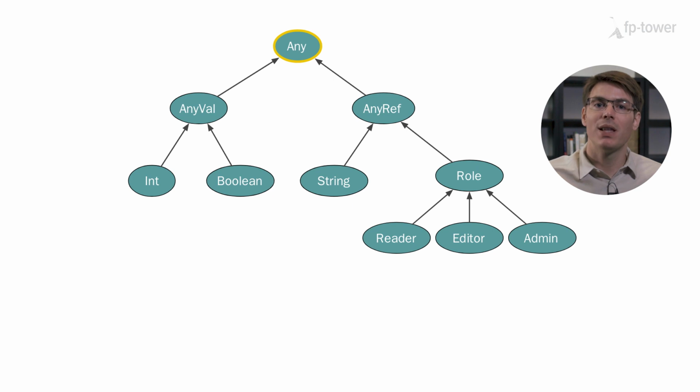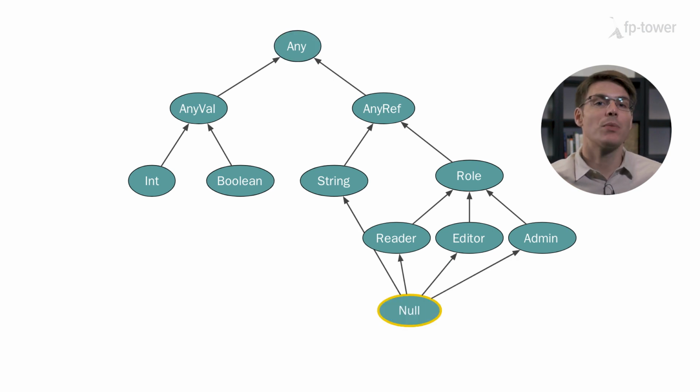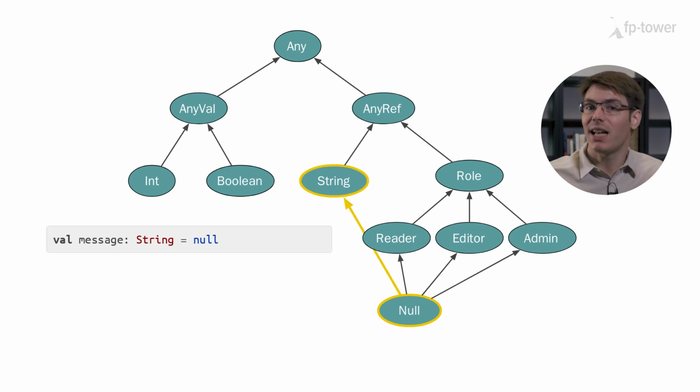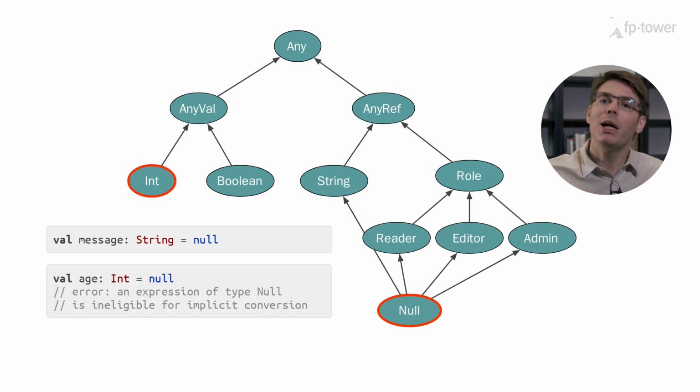Cool, so now that we know about the parents of Role, let's have a look at the types below. There are two specific ones. First, there is Null, which has only one value, null in lowercase. Null is a subtype of all references, which explains why we can assign null to a String, but we can't assign null to an Int. Null, the type, is a subtype of String, but it is not a subtype of Int or any other primitives.